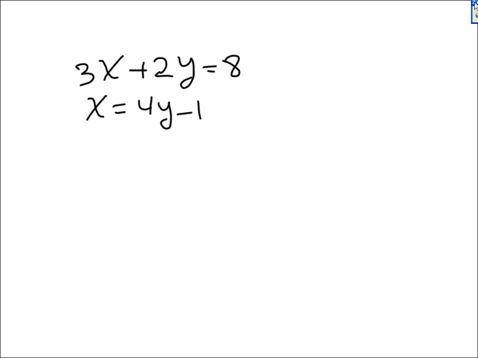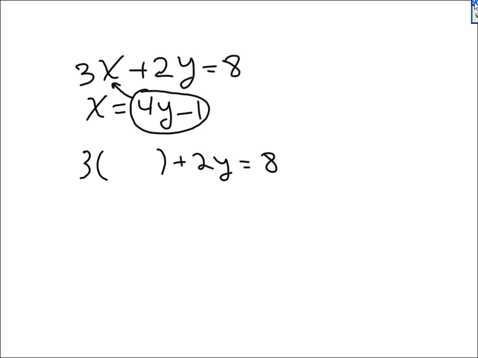Let's try another one. Suppose you are given this line, 3x plus 2y is equal to 8, and you're told that x is equal to 4y minus 1. So this is another way of writing x. I'm going to put it in right there. So now that first equation will just have y's in it. 3 times x plus 2y is equal to 8.